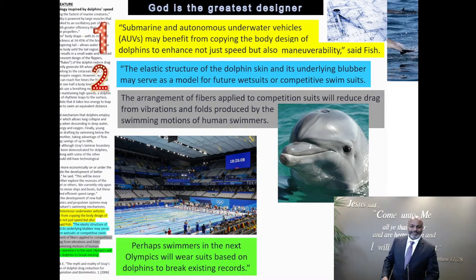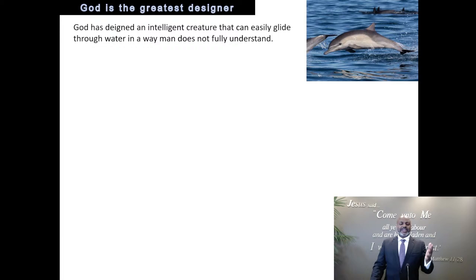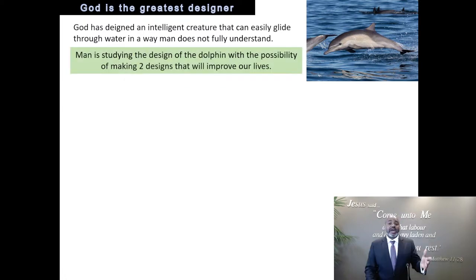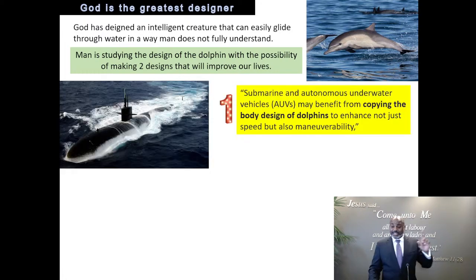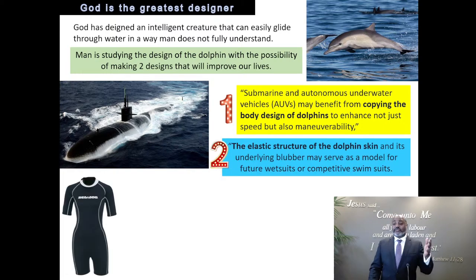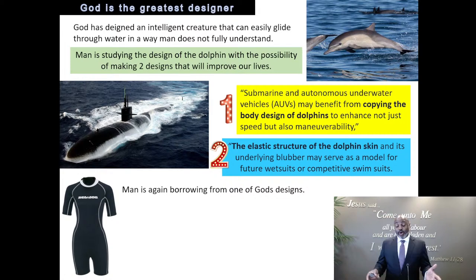Incredible. So, God has designed an intelligent creature that can easily glide through water in a way that man does not fully understand. With all the different technology, they still can't understand how it can go through the water so easily. Man is studying the design of the dolphin with the possibility of making two designs that will improve our lives. One is submarines and autonomous underwater vehicles that may benefit from copying the body design of dolphins. Copying God's design. Also, the elastic structure of the dolphin's skin may serve as a model for future wetsuits or competitive swimsuits. Two designs. So man is again borrowing from one of God's designs.